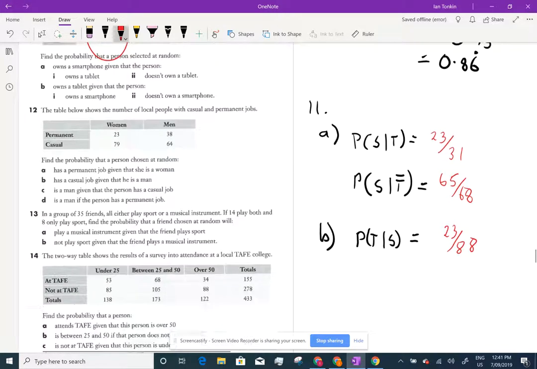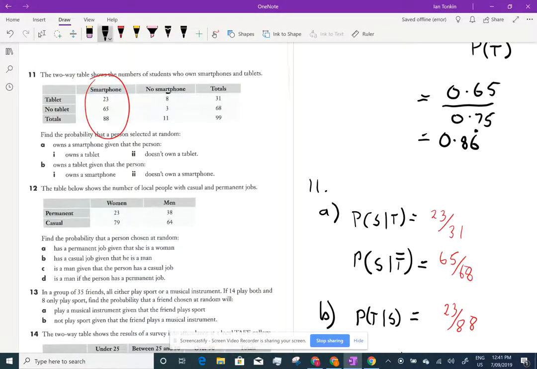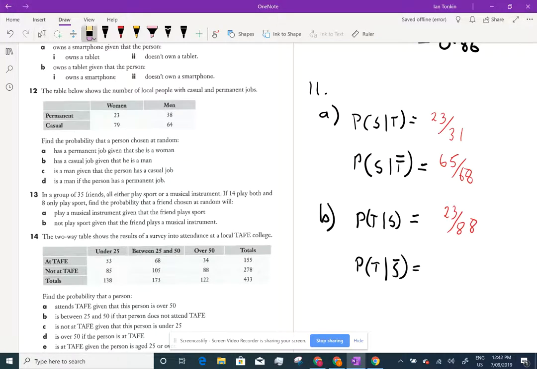Now the last one. Number 2. Owns a tablet, given that they don't own a smartphone. Now we can see that this is easy. It's that over that. But we'll do it using the formula and using the whole thing. So that's the probability of T and not a smartphone over the probability of not a smartphone.